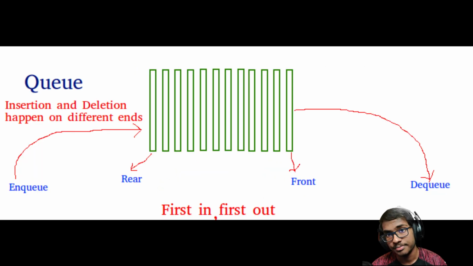Now moving on to the queue. The queue is a first in first out data structure, FIFO for short. This means that the first element added to the queue will be the first element removed from the queue.